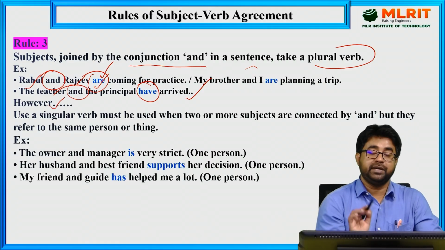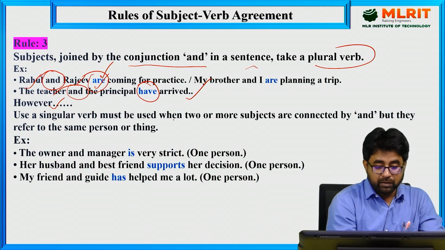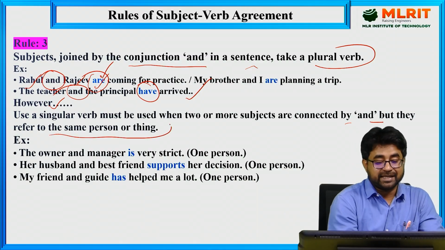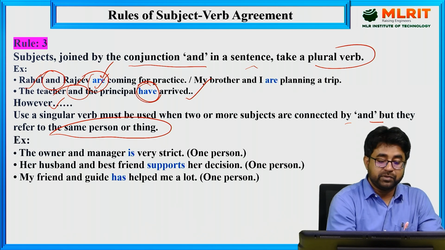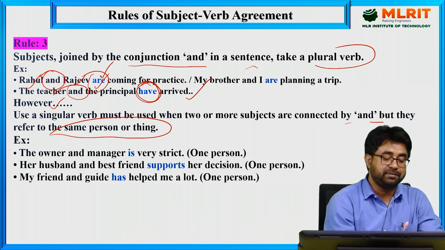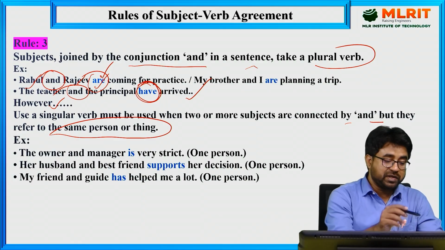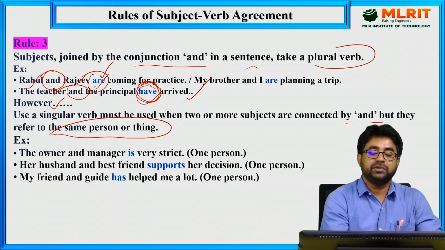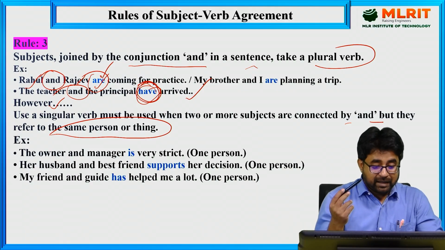However, here you need to remember one important thing. Use a singular verb, or a singular verb must be used when two or more subjects are connected by and, but they refer to the same person or the things. Now, the teacher and the principal. Here I have used a plural verb because teacher and principal, they are two different persons, two different subjects. But what if I'm talking about principal? Obviously is a teacher also, right? So if I'm talking about one single person, then I cannot use a plural verb. So let's say if I say the teacher and principal has arrived.